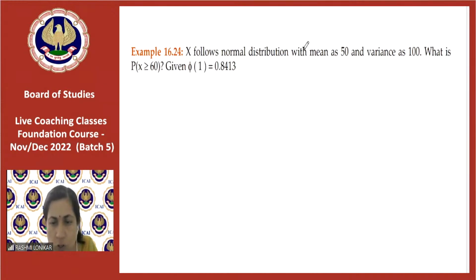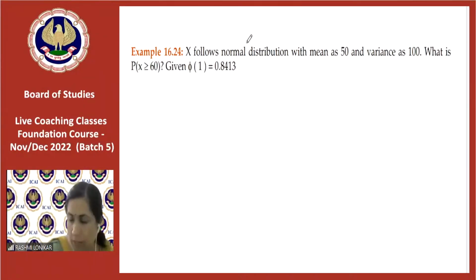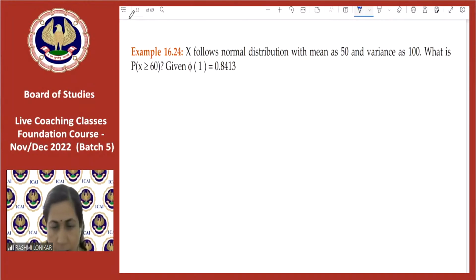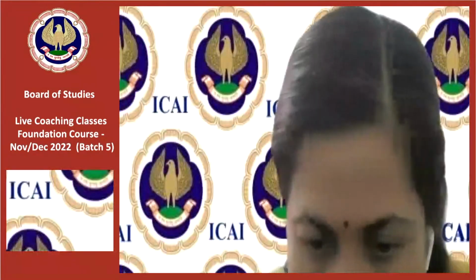X follows normal distribution with mean as 50 and variance as 100. What is P of X greater than or equal to 60, given that phi of 1 is equal to 0.84? See, what I will do is I will take you to the book because here I want you to understand how to use the table.